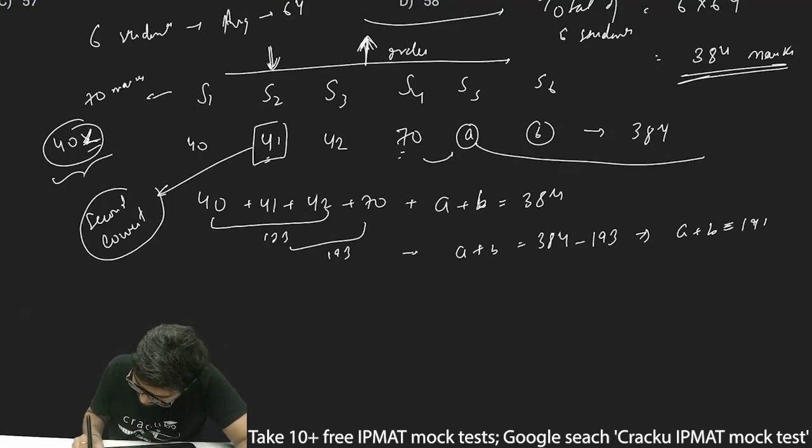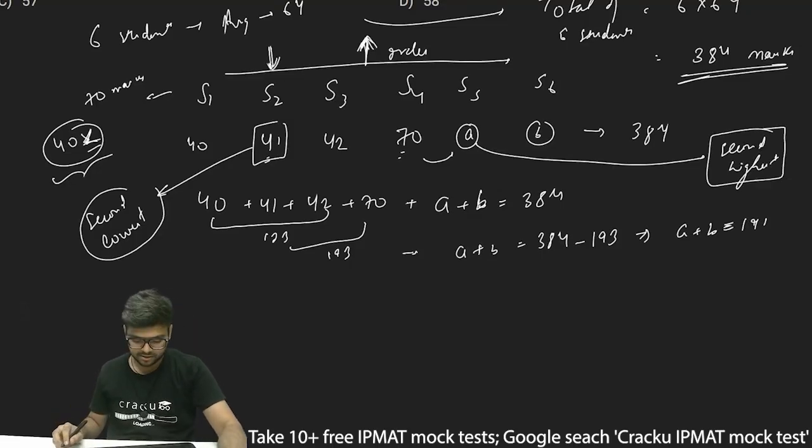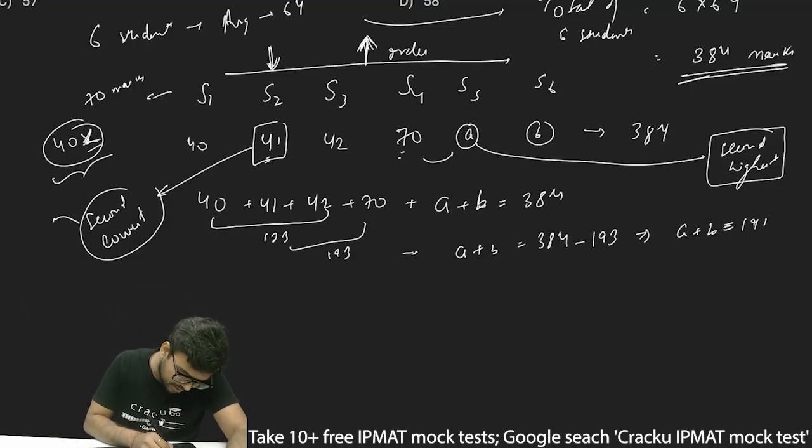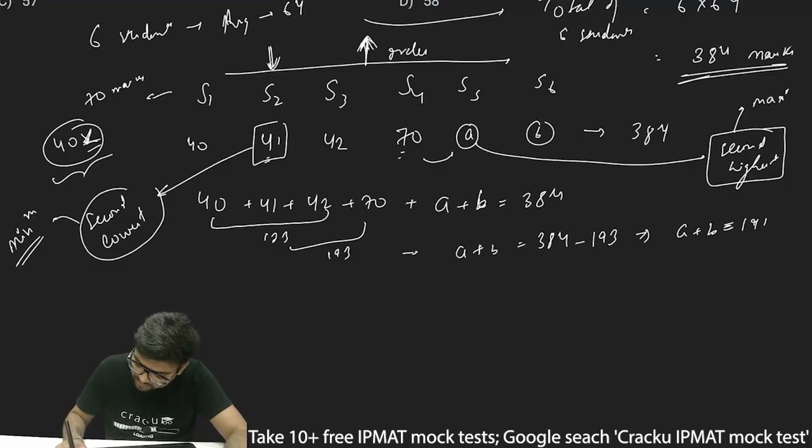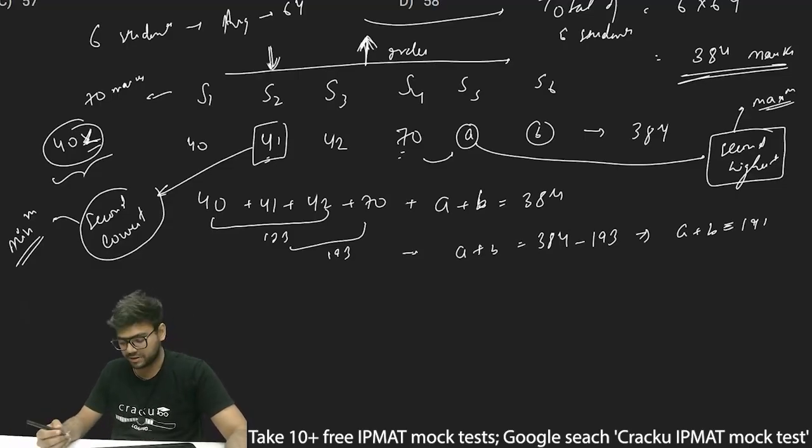And the value of A will be my second highest. Now, if I want to maximize the difference between the second lowest and the second highest, I have to take the second lowest value as minimum, which I have already taken as 41, and the second highest to be the maximum value. That is, the value of A should be the maximum.